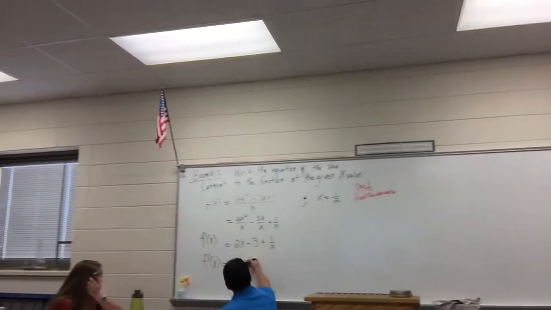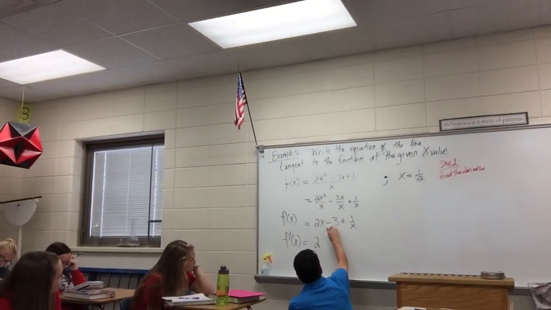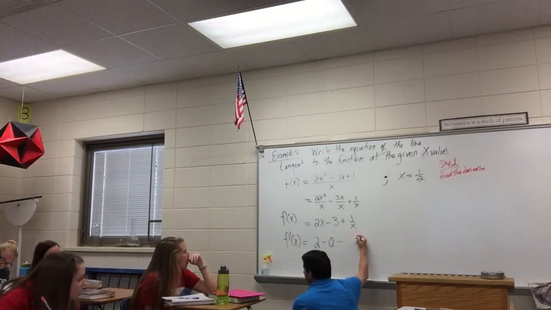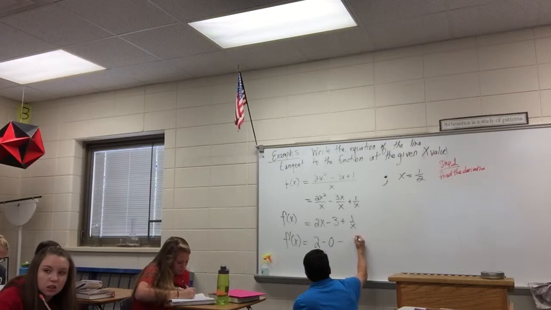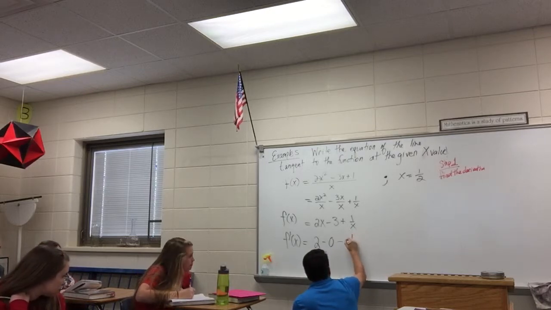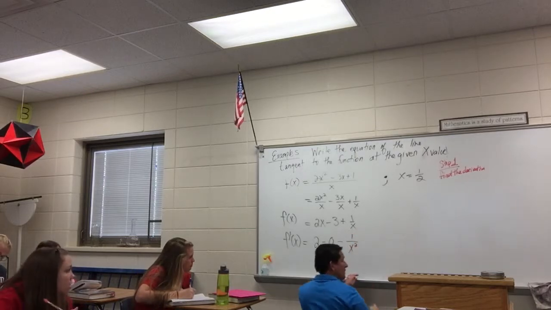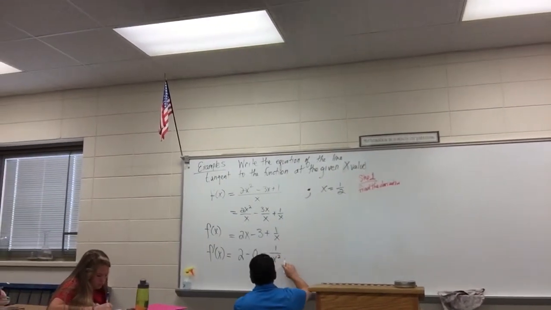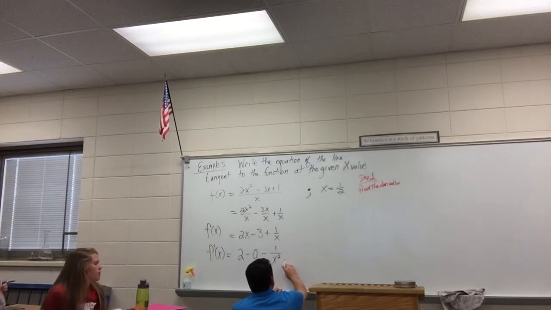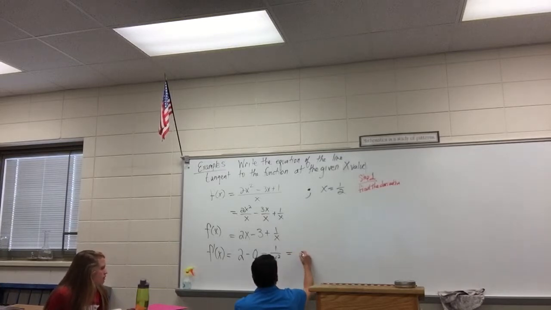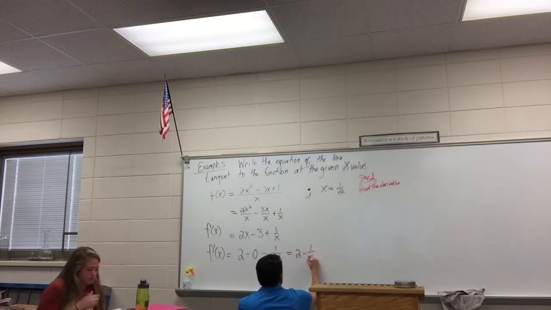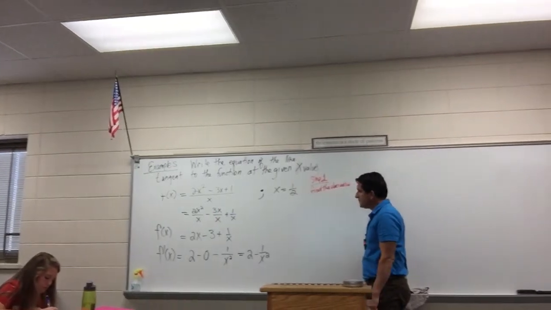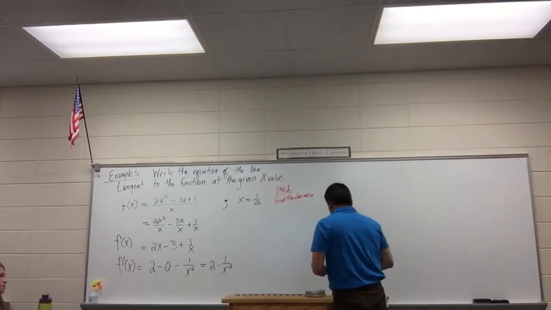Okay, derivative of 2x is 2. The derivative of minus 3 is 0. What's the derivative of 1 over x? You better have gotten negative 1 over x squared. Do you get that? Derivative of 1 over x is negative 1 over x squared. Okay. So that means the derivative is 2 minus 1 over x squared. Okay. Step 1.